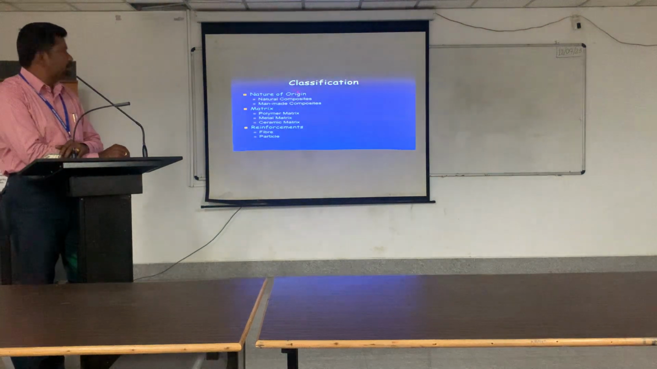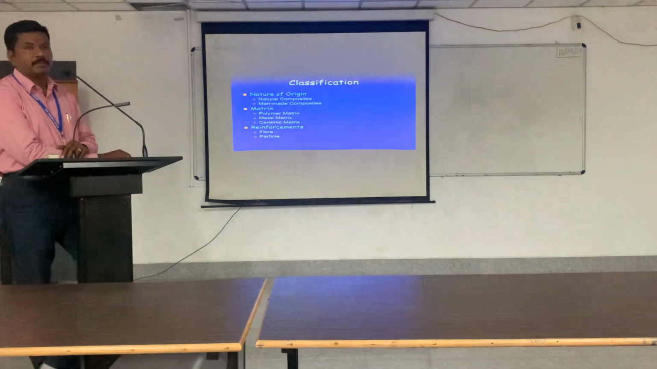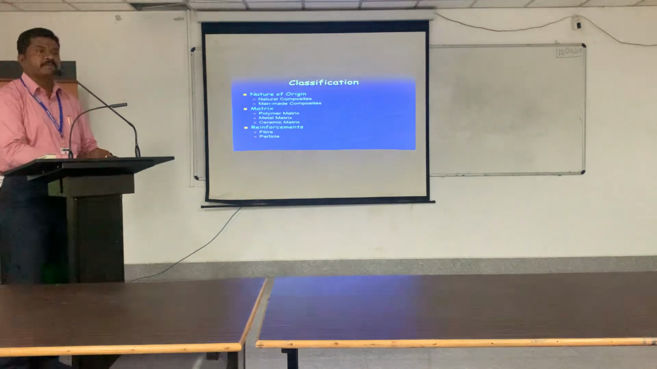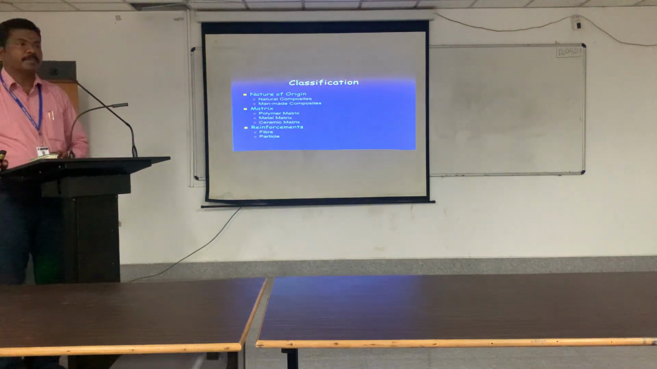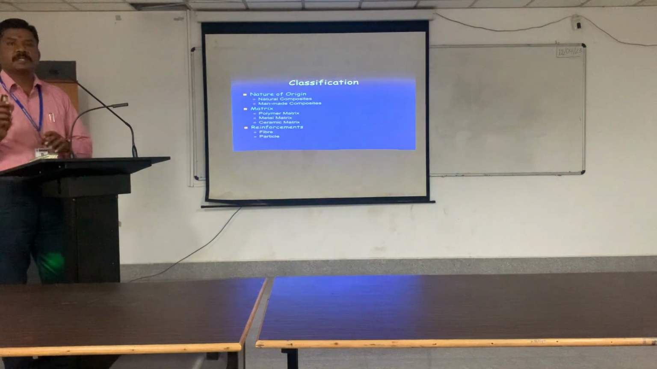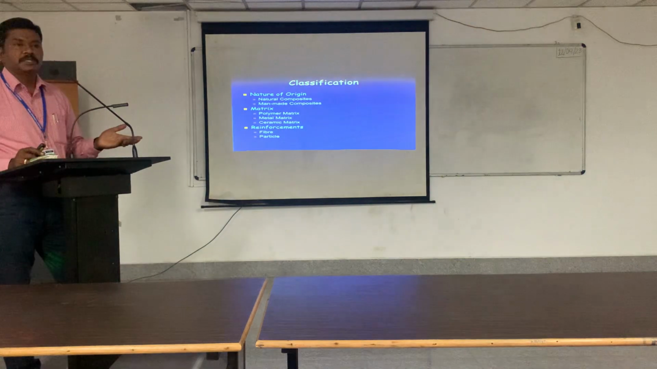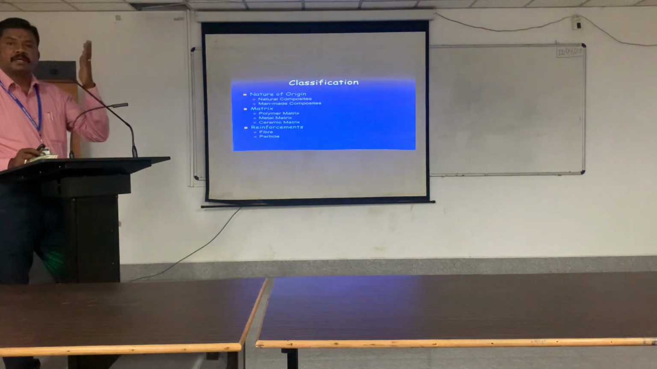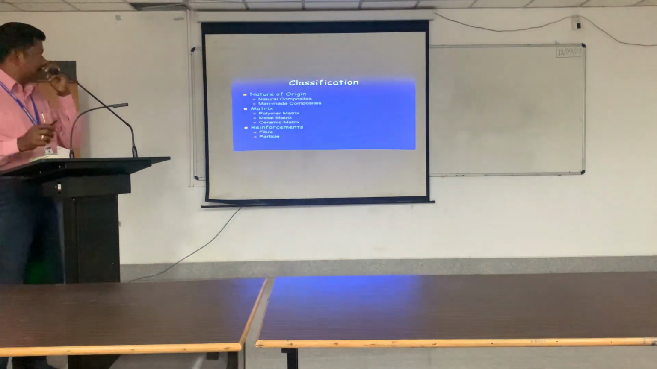Based on the nature of origin, composites may be classified into two categories: natural composites and man-made composites. For natural composites we quoted some examples in the last class. Can you tell me what the examples are? Last class we discussed natural wood, and human bone is also a composite. These are natural composites. Man-made composites are fibrous composites or cement concretes.